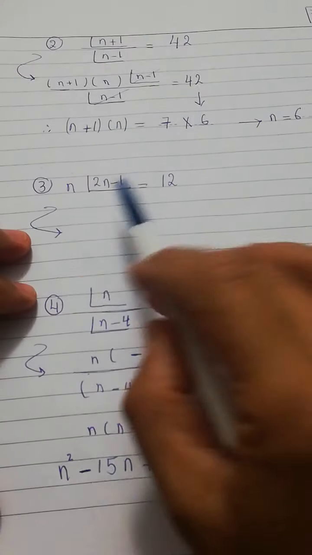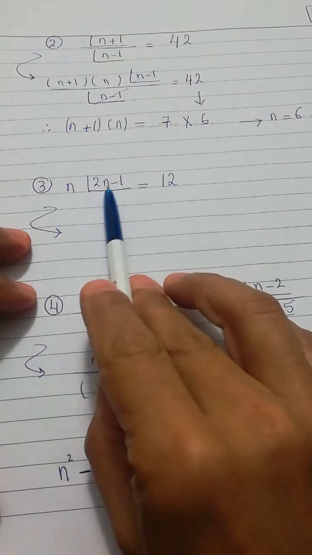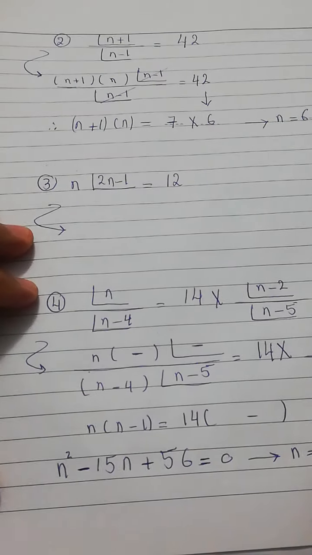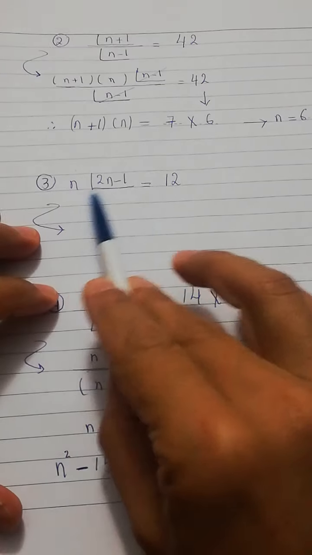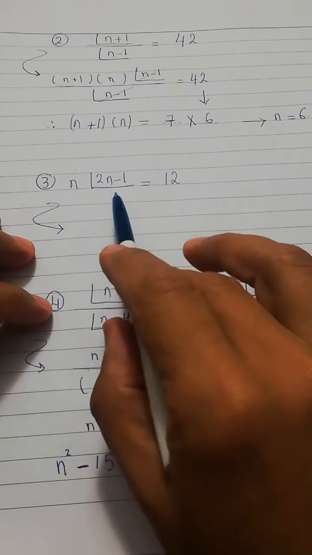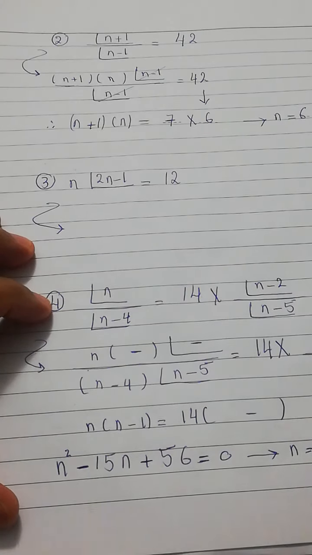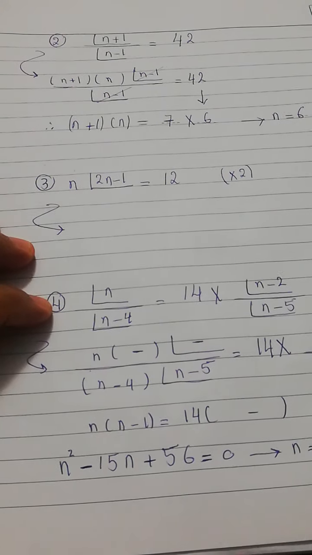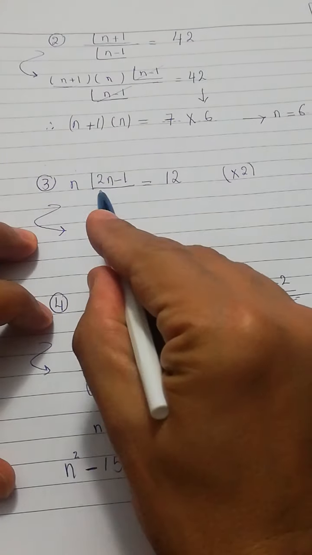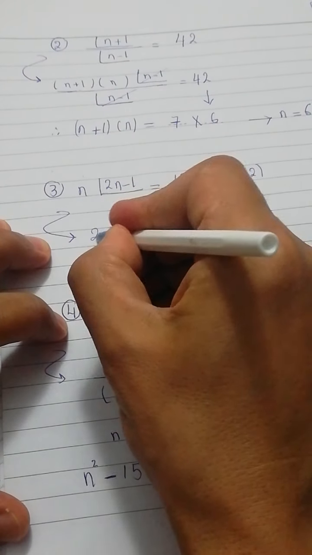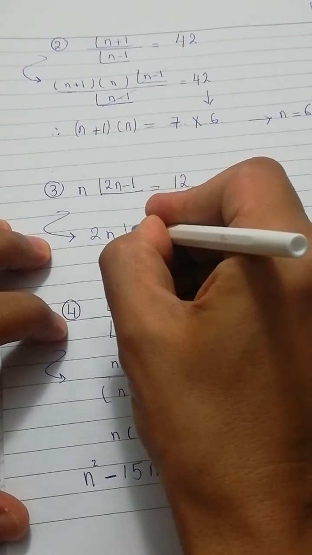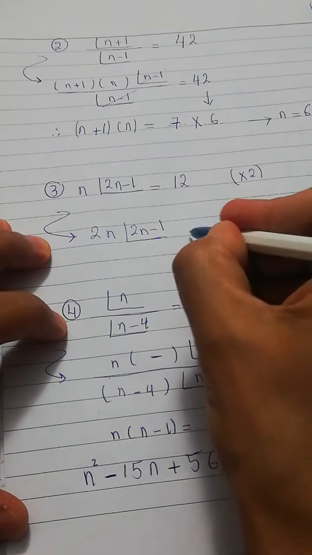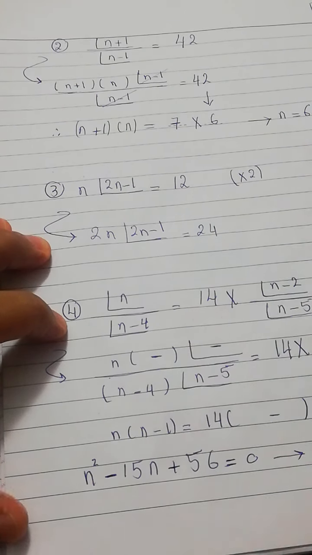Number 3. n multiplied by factorial n minus 1 equals 12. To simplify and answer this problem, we have to multiply both sides by 2. Why? When we multiply the left hand side by 2, it will be 2n factorial n minus 1, equals 12 by 2, which equals 24.